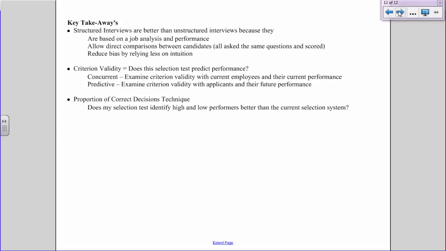Also, criterion validity is just the type of validity that sees if your measure of your selection test predicts performance. Concurrent, use current employees, look at their current performance. Predictive, use applicants and compare their scores on the selection test to future performance. And then I just showed you the proportion of correct decisions where you figure out if I would have used the selection test, would I have been better at predicting high and low performers than the current system that we have today.